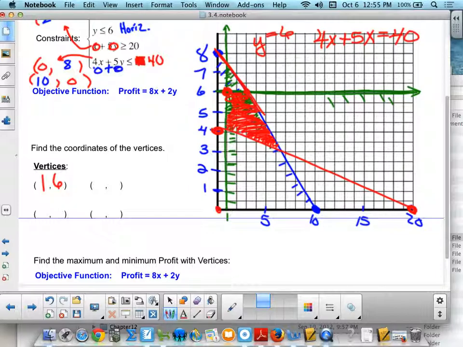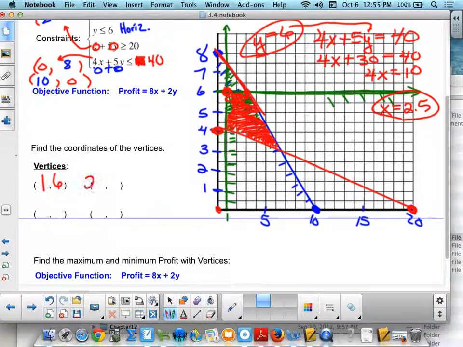Substitution. What do I have for x's? I got 2 x's. Okay, so drop the 6 in for y. 4x plus 5y, take away 30. 10. x equals what? 2.5. y equals what? 6. Okay, we've got another one. 2.5, comma, 6. 1, 6.